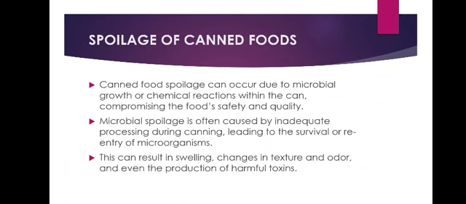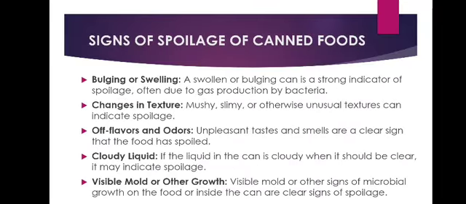Next, spoilage of canned foods. Canned food spoilage can occur due to microbial growth within the can, compromising the food safety and quality. Microbial spoilage is often caused by inadequate processing during canning, leading to the survival or re-entry of microorganisms. This can also result in swelling, changes in texture and odor of the food, and even production of harmful toxins. Next, these are the common signs of spoilage of canned food: bulging or swelling, changes in texture, off flavors and odors, cloudy liquid, and visible mold or other growth.